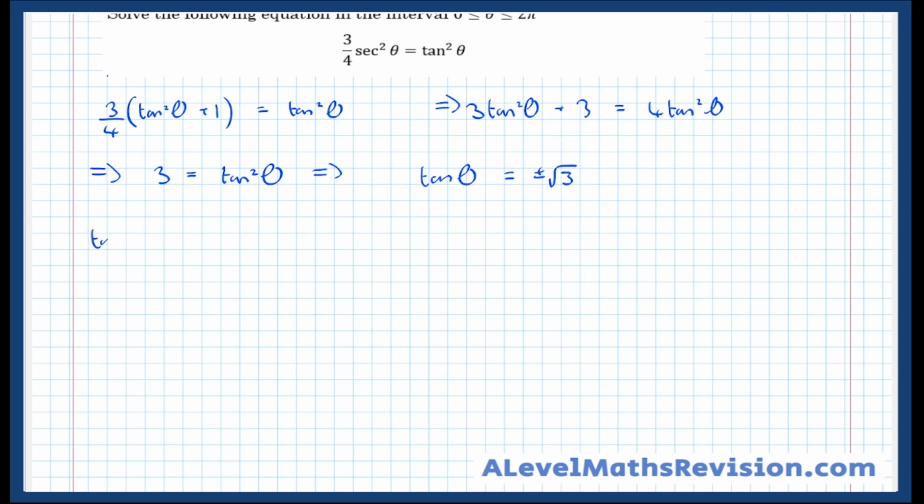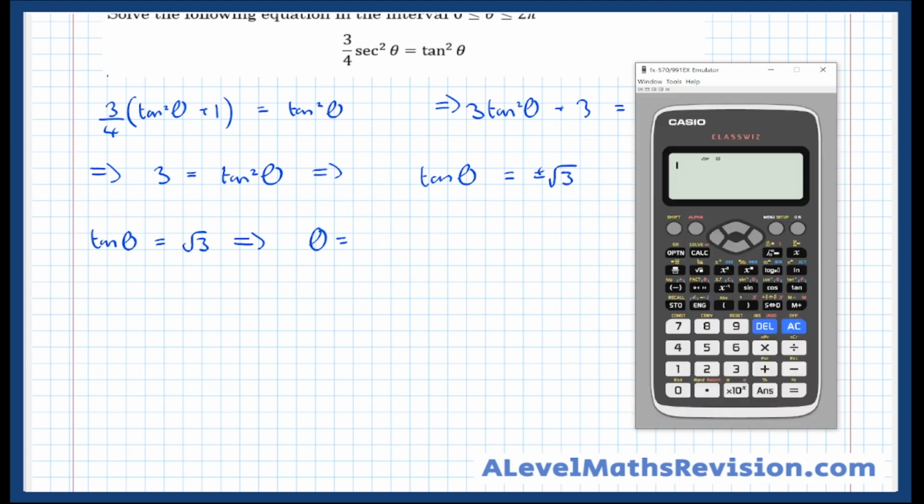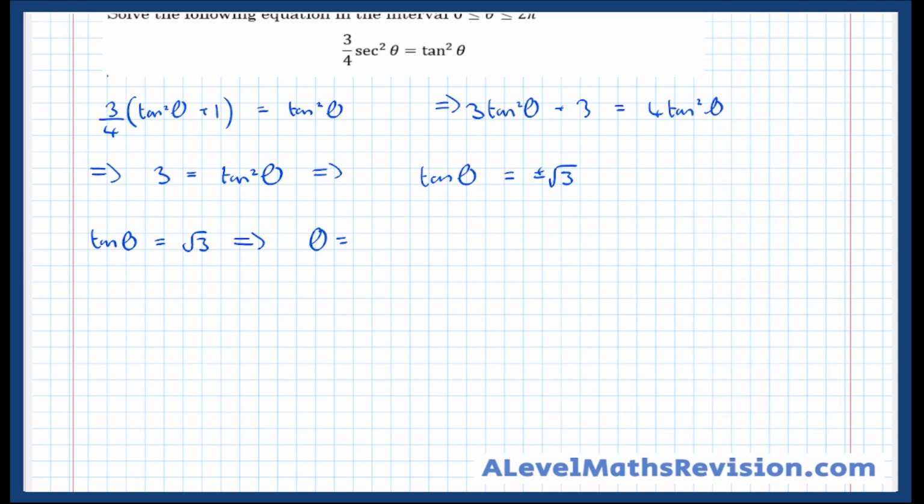So tan theta equals root 3 implies that theta equals, and let's inverse tan it. We're in radians here, good, yeah. So inverse tan of root 3, which is a third pi.